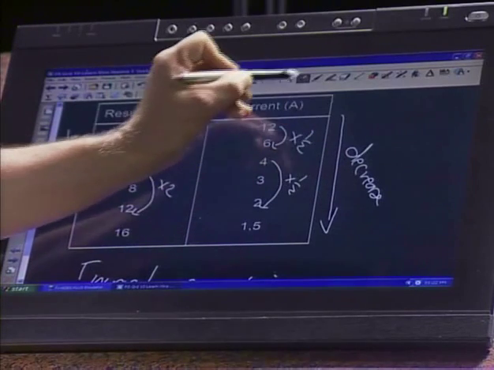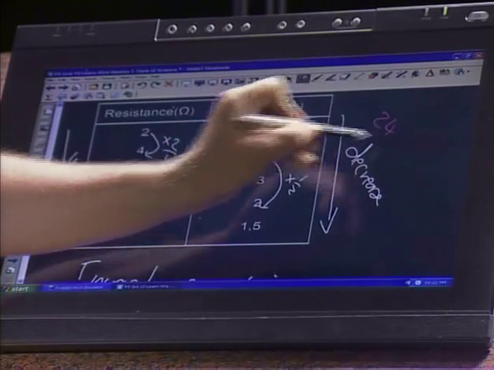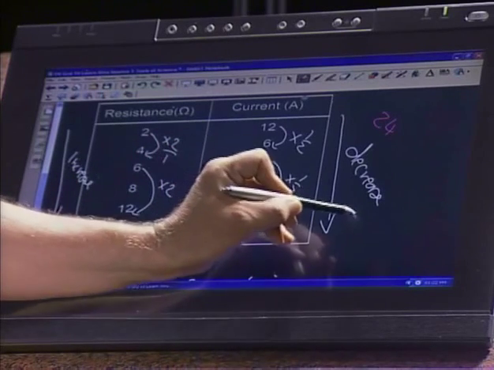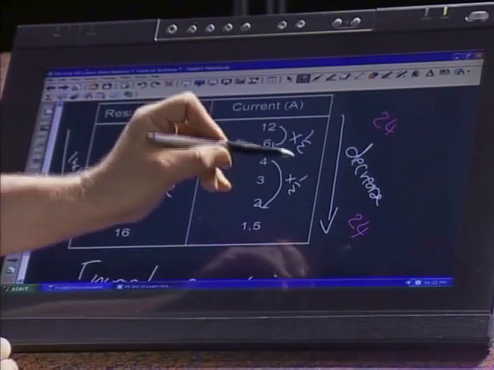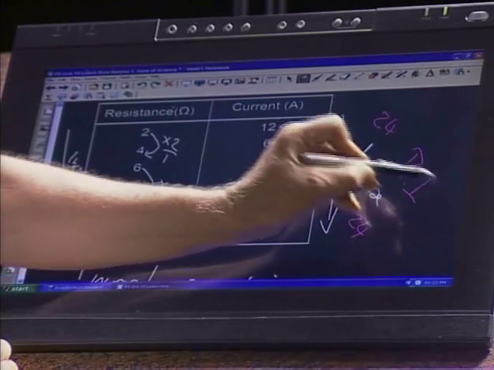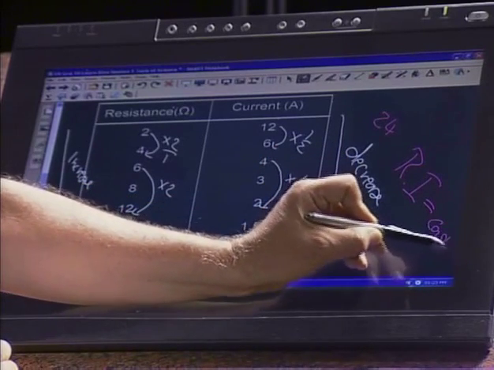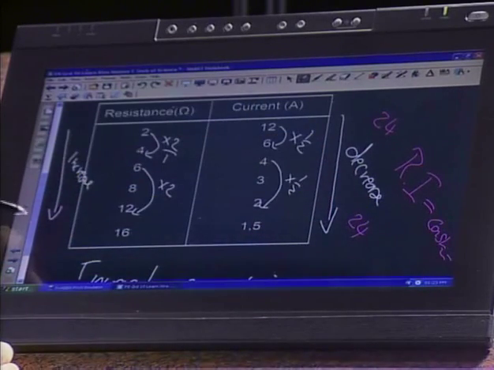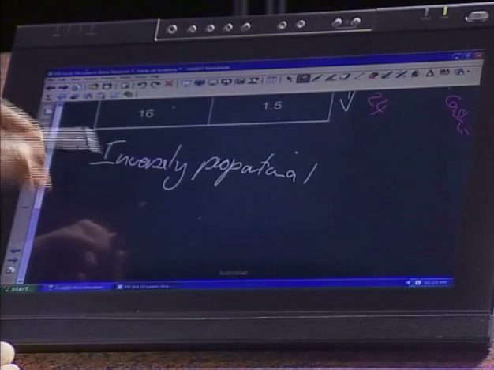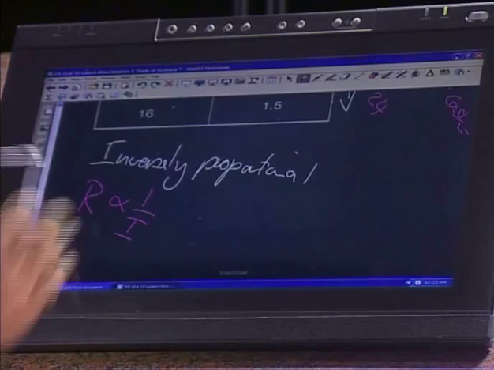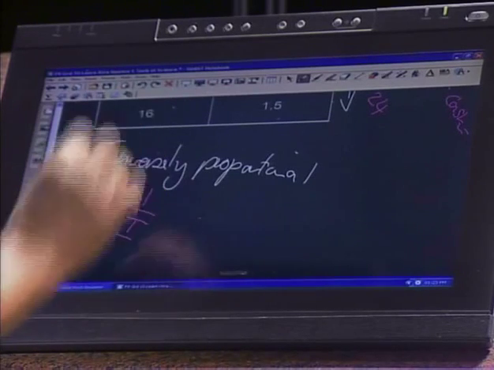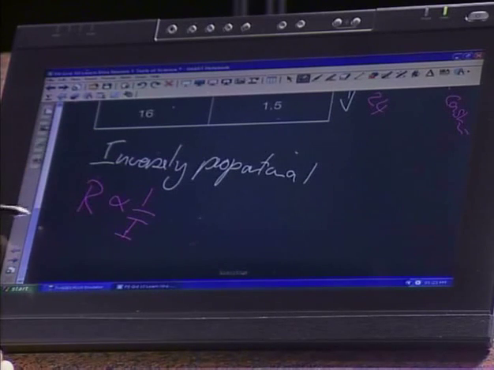2 times 12 is, well, you've got it, 24. What about 16 times 1.5? Well, guess what? It's also 24. And 2 times 12 over there is 24. It looks like if we multiply resistance times current, we're going to get a constant. These two, resistance and current, then, are inversely proportional. And we'd say R is not directly proportional to I, but is directly proportional to 1 over I. So that's how we represent inversely proportional. We do the 1 over because of the inverse idea.